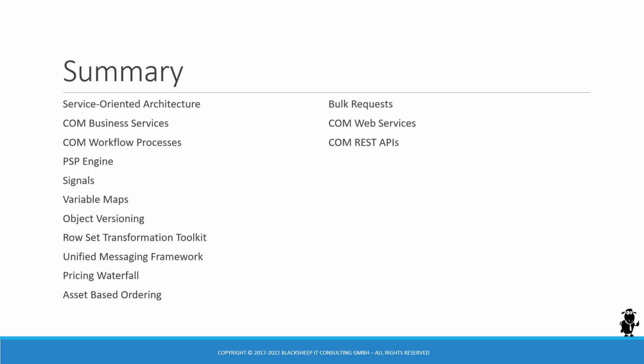So at the end of this presentation, we have discussed, well, all of these many building blocks of the modern day customer order management infrastructure, and this should serve as an introduction to our course. So make sure you watch all the following chapters to learn more about the COM business services, workflow processes, PSP Engine, signals, variable maps, Rosettes Transformation Toolkit, UMF, Waterfall, ABO, and more.